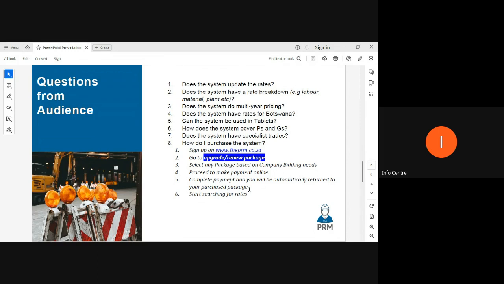We update the system, and then you'll receive an email from us, and when you log in, you'll realize that the trades are there. We do this in a very short space of time to make sure that we don't get compromised when it comes to submitting your tender, because we know how sensitive that is.